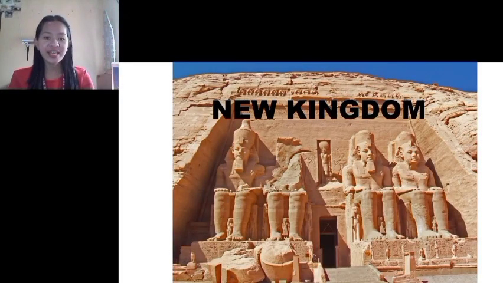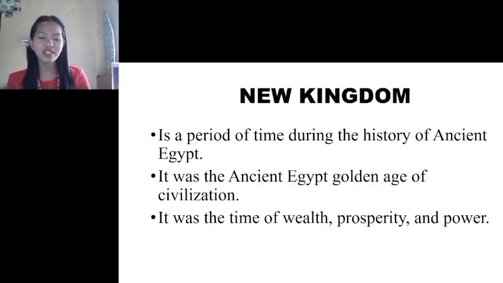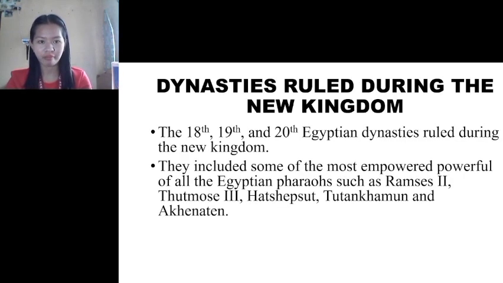Okay. Our next lesson is the New Kingdom. What is the New Kingdom? The New Kingdom is a period of time during the history of ancient Egypt. It was the ancient Egyptian golden age of civilization. Also, it was a time of wealth, prosperity, and power.